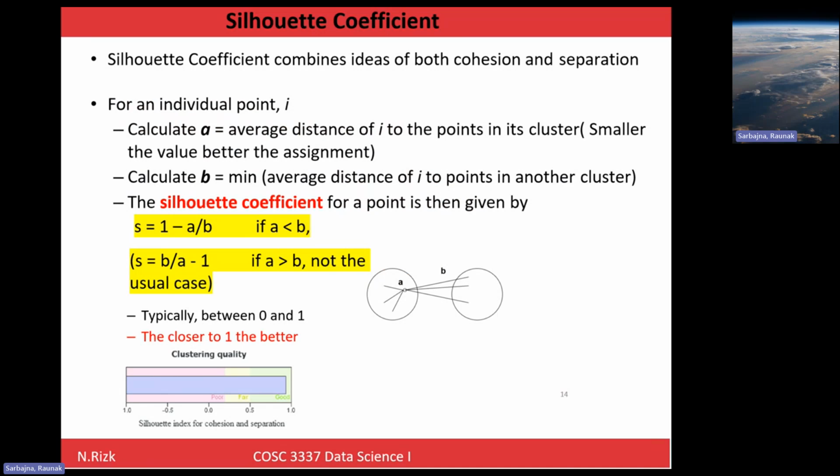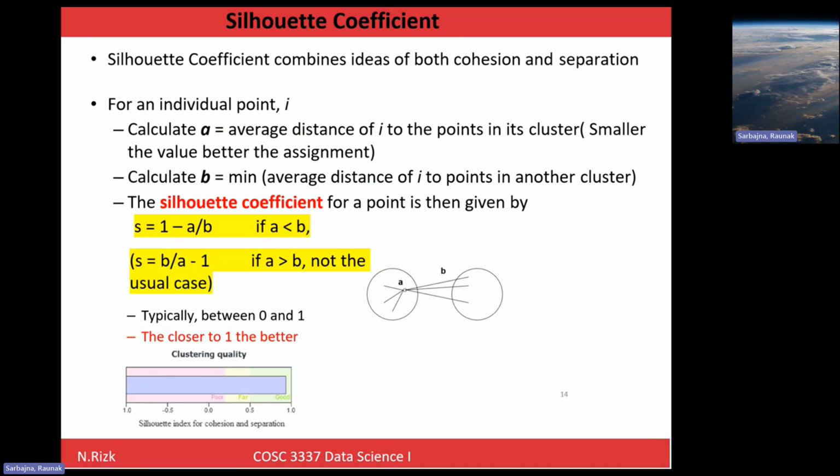The silhouette coefficient of the individual point is 1 minus A over B if A is smaller than B, and the inverse of that, B over A minus 1, if A is greater than B, which doesn't happen very often. If you're getting the second case, that is individual clusters are very broad and flattened out, and the clusters are very close together, which generally means something has probably gone wrong in your clustering method, or there is no underlying cluster in your data.